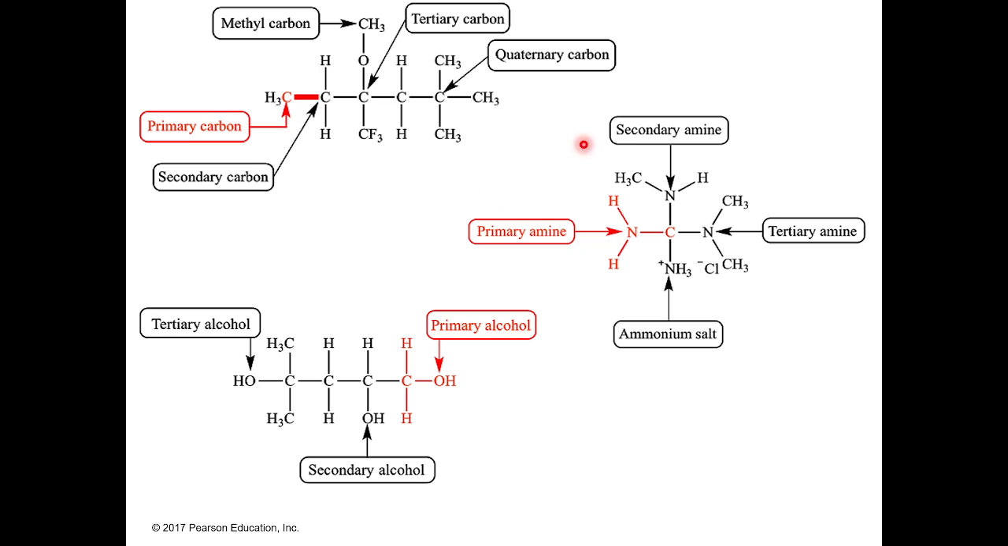All right, so this right here is talking about primary, secondary, tertiary, quaternary, etc. So a primary carbon is only going to be attached to one other carbon. A secondary carbon would be attached to how many other carbons? Secondary means 2, right? So it's attached to 2 other carbons. This is again a methyl carbon.